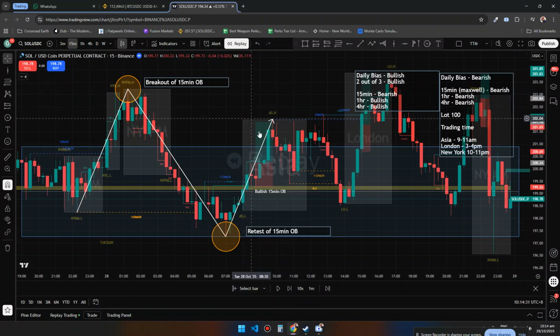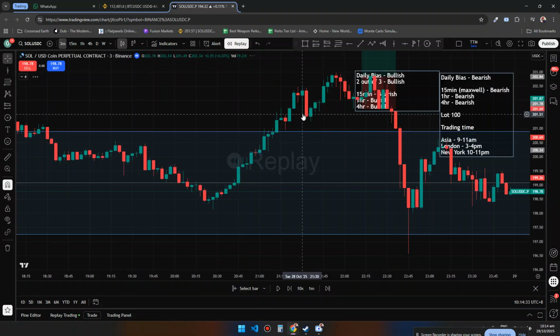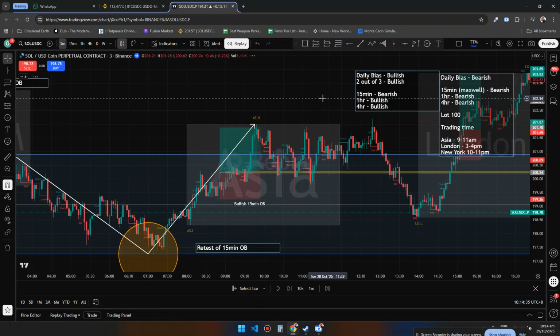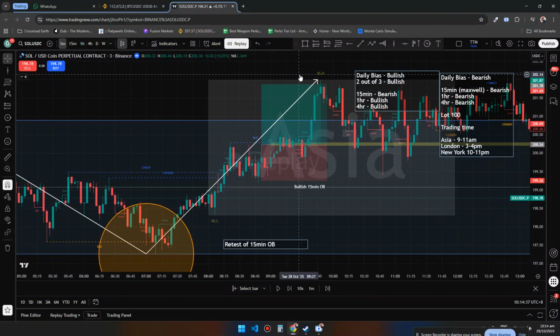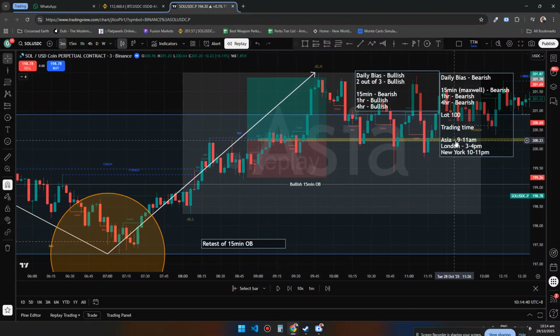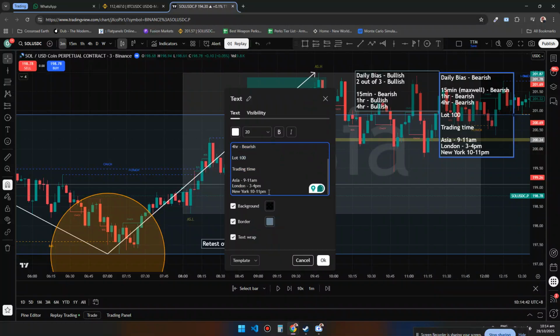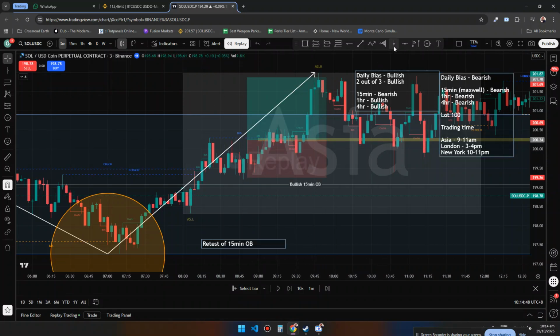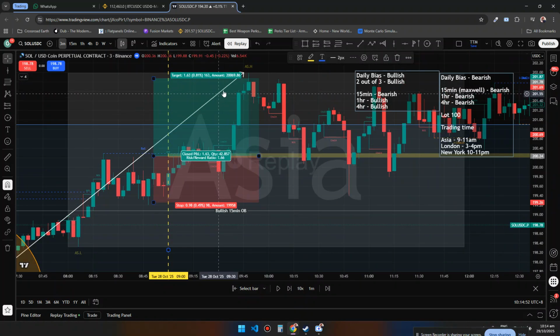So during Asia session, you can see that the price really went upwards, and this is where I would take a trade. So again, my trading time for Asia session is 9 to 11. All right, so 9 to 11. So where's 9 a.m.? This is 9 a.m.